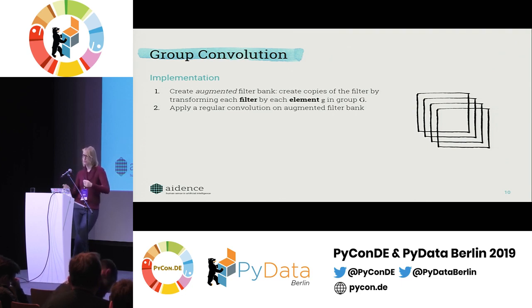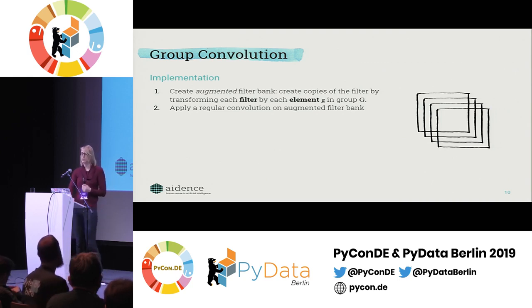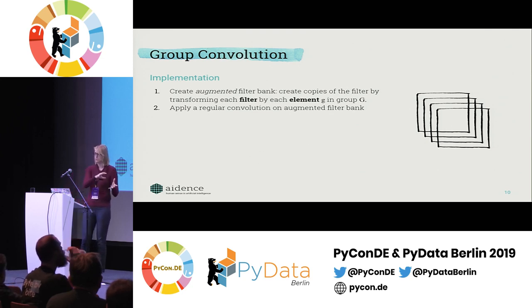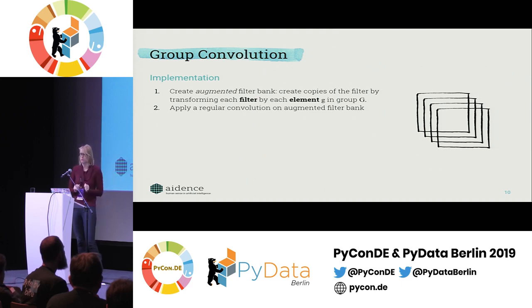So in other words, starting with a filter with learnable parameters, we produce a number of transformed copies of this learnable filter, which are not learned, but we use the same weights again. We just create a rotated or transformed version. And we convolve those to create output feature maps.